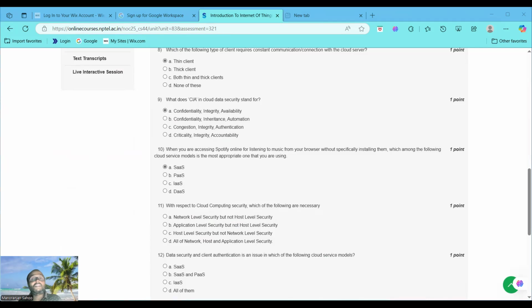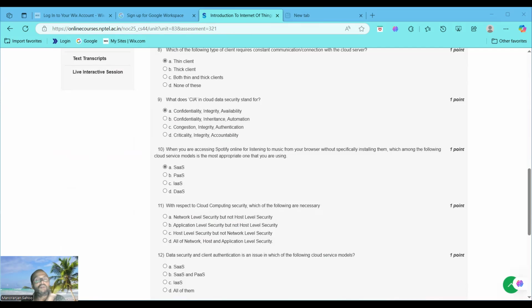Spotify online access by browser without installation is an example of software as a service. We are only using the software part. The hardware is not required because it is already installed by the company. And the rest of the things, only software as a service access. That is a true statement. That is why the other options are incorrect statements.